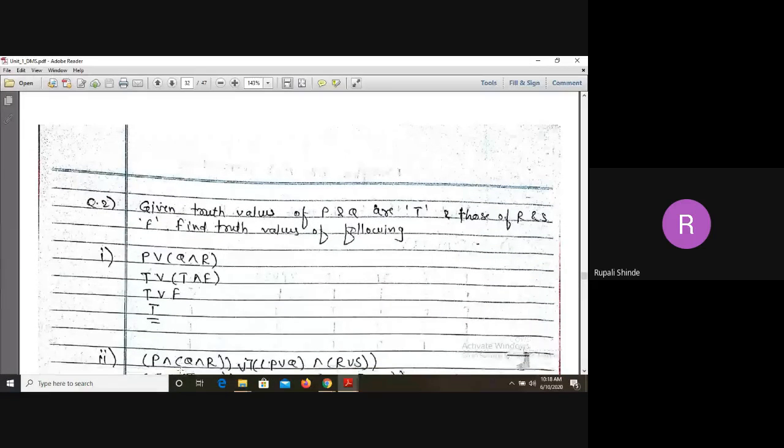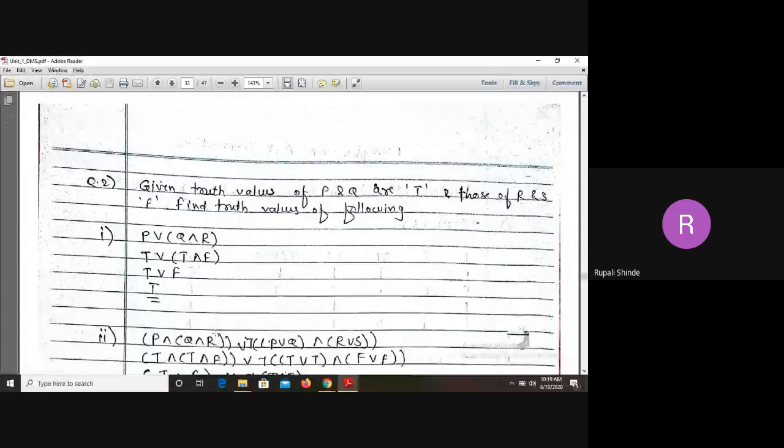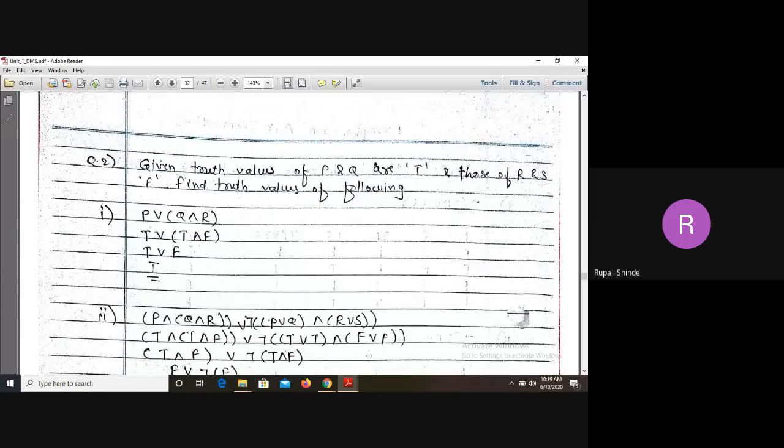True. Second one: (P and Q and R) or (negation of P or Q) and (R or S). Again we have to put the values, either T or F, as given. So P has truth value T, Q again T, and R is F. Negation of P or Q: T or F, and F or F. What is the value for F or F? It is F only. R is true. So the final answer is true.